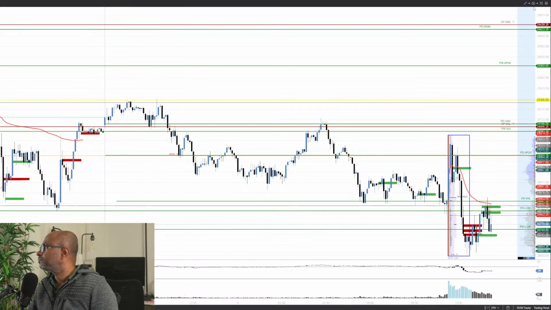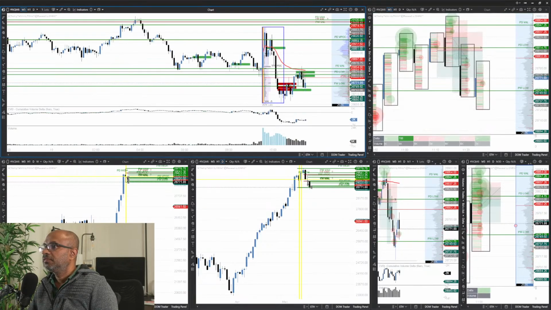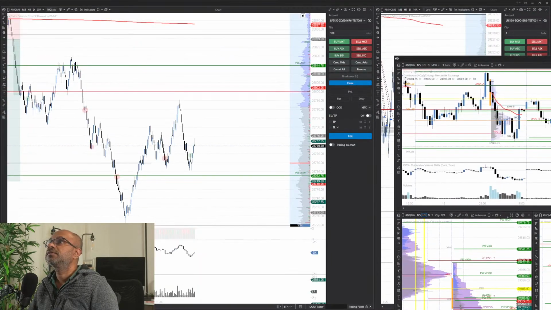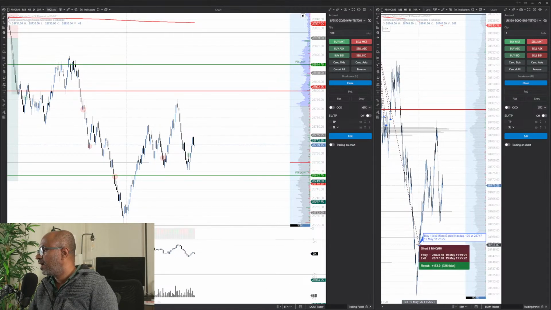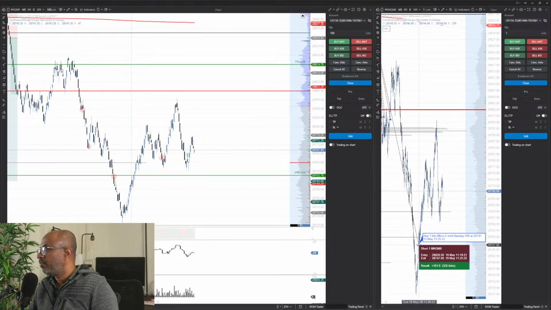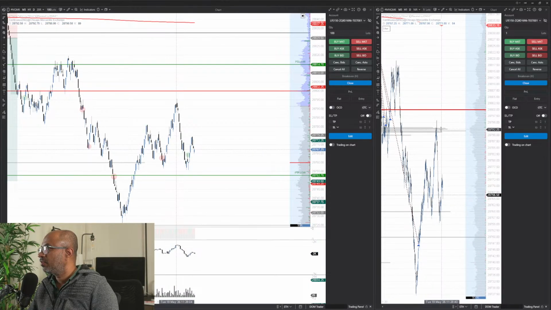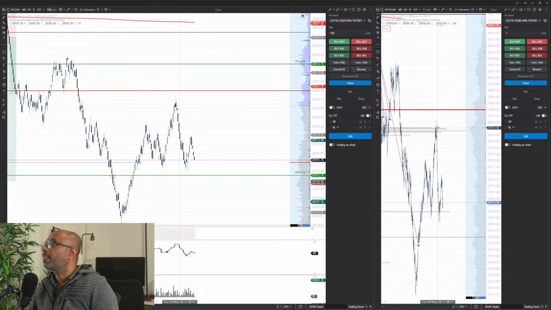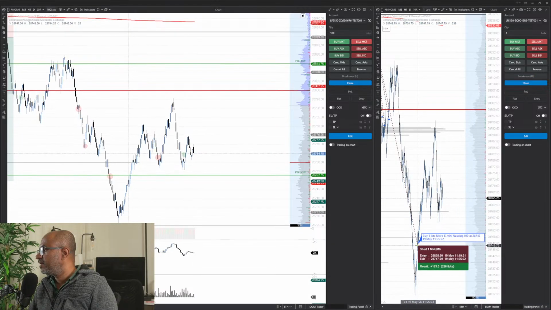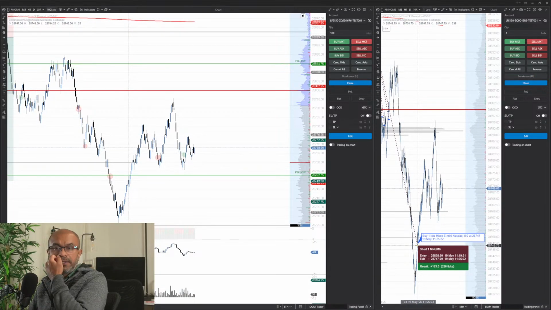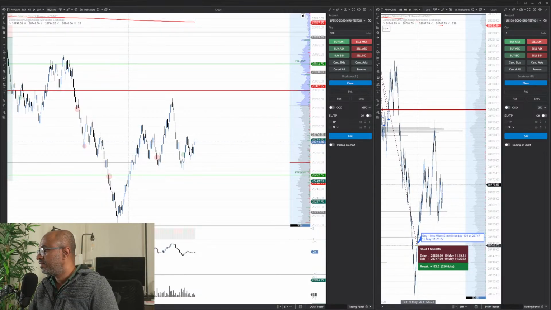Okay, so let me move this chart over here. And you can see why I took the final profit out here. You can see the price came all the way back. So there are reasons for all the decisions we make, right? So that's why I took the full trade out over here for another 80 points, 326 ticks.